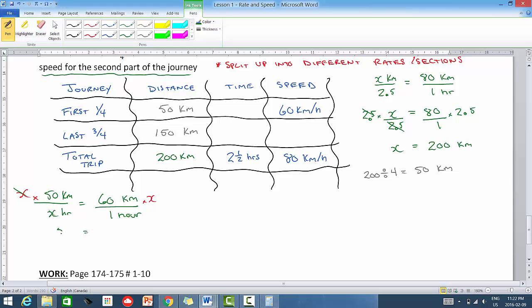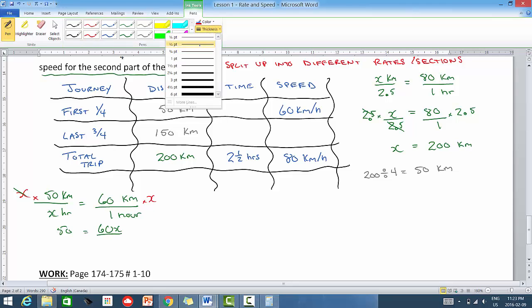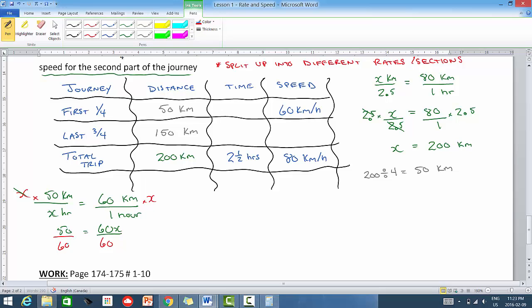That leaves us with these X's being crossed out and 50 on this side. We have 60X over 1, or we don't even have to put that 1 in there because we know that 60 divided by 1 is just 60. So we have one last step. We have to get the X by itself. So we're going to divide this side by 60, and we're going to divide this side by 60. Everything's in hours, so remember, our answer is going to end up in hours.